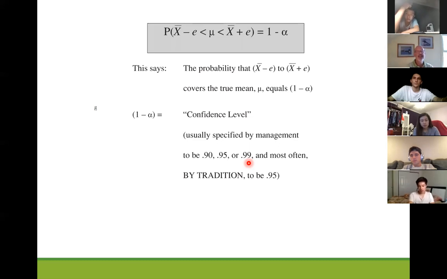So by convention, most times when we talk about confidence levels, they're usually 90, 95, and 99. Occasionally 80%, maybe 85 from time to time, but again, those are rare. Generally speaking, it's usually 90, 95, or 99. In this class, they'll almost always be those three values, okay? And again, by tradition, it's 95%.